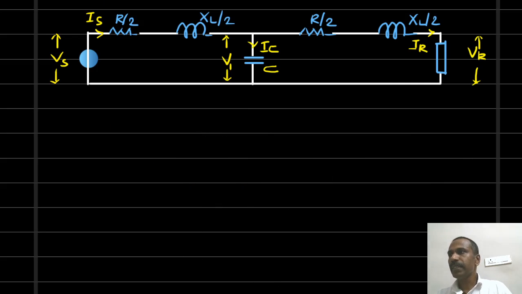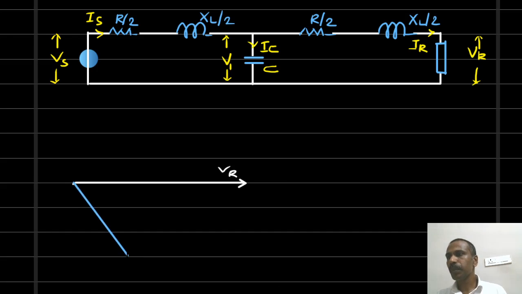Now let me draw the phasor diagram. We take VR as the reference vector. The receiving end voltage is taken as the reference vector, so it is drawn horizontally. Suppose this is the receiving end current IR. It lags behind the voltage by an angle phi r. So this is the receiving end phase angle.